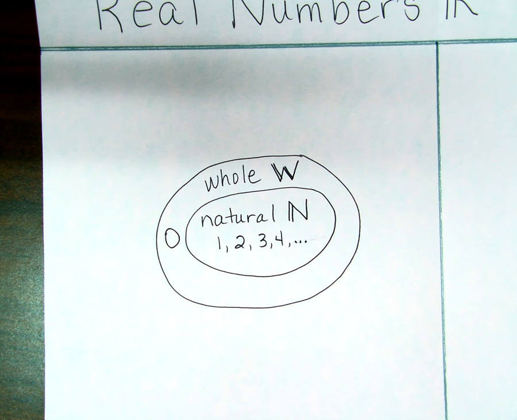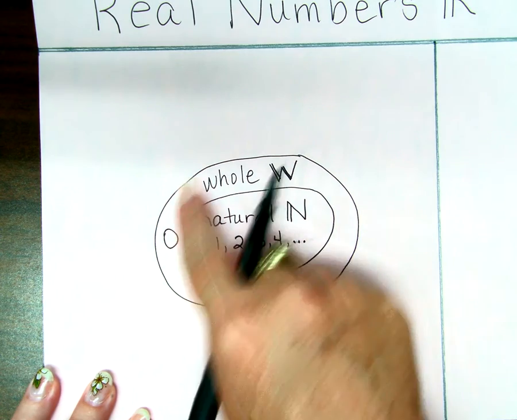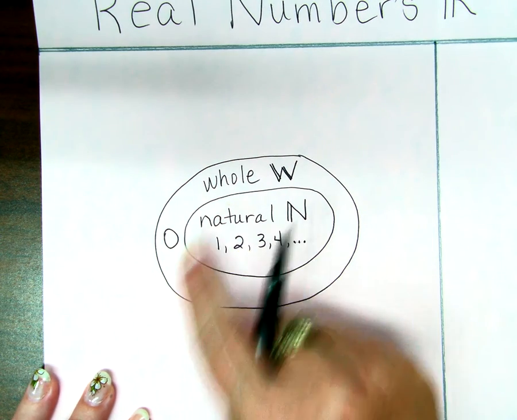Is 2 a natural number? Is 2 a whole number? Yes, see how it's inside of that circle of whole numbers? Okay?